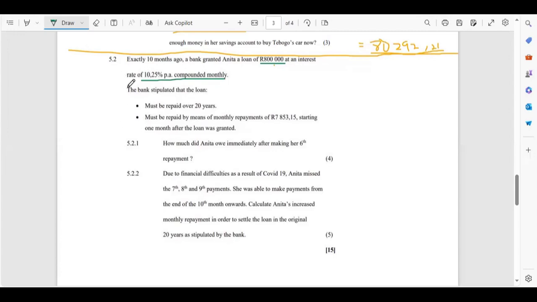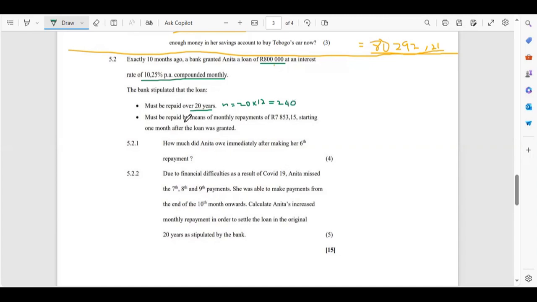All right. Now, let's see what the question requires of us, or rather, let us start by reading out this information. Now, they say the bank stipulates that the loan must be repaid over a period of 20 years. All right, meaning that my n, because it's compounded monthly, would be 20 multiplied by 12, and this should be equals to 240.